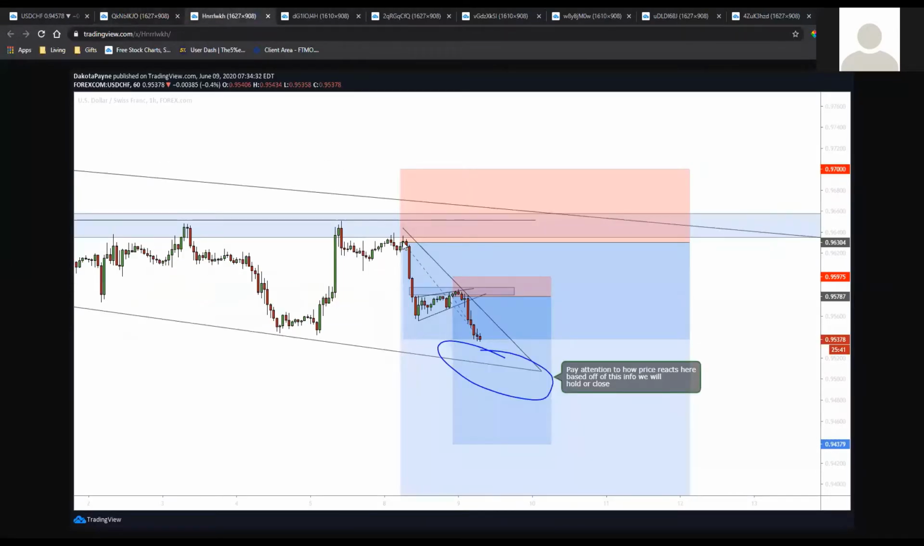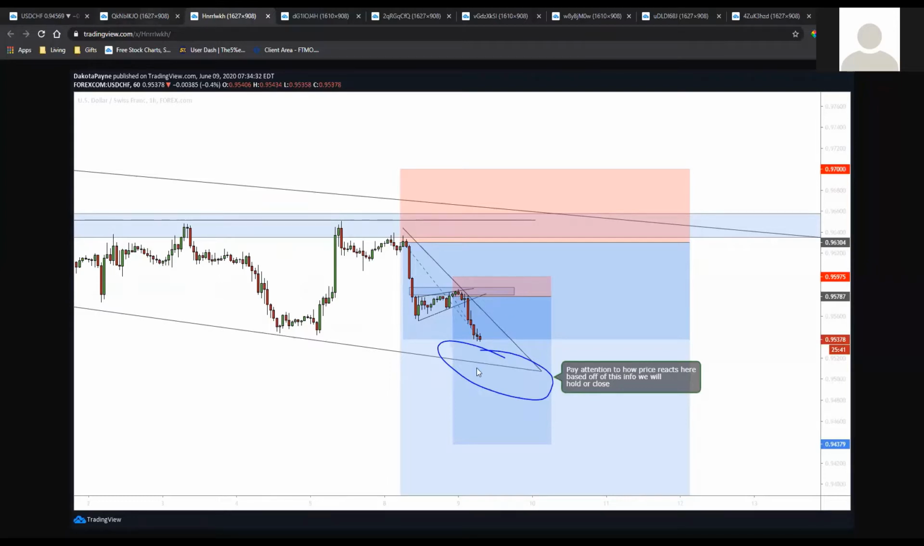Okay, and we can see from that area, price actually started to push down, and it gave us another setup, another opportunity to enter. So we entered here, and this was, I believe, a 4-to-1 risk to reward ratio. So that was a really nice opportunity.